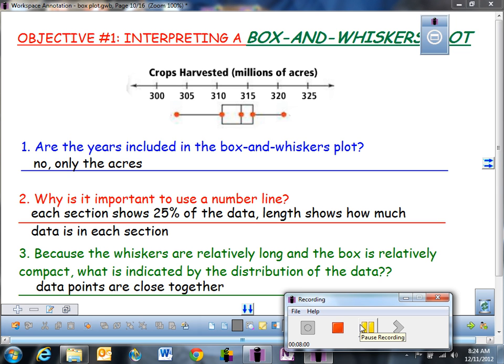Number 3, because the whiskers are relatively long and the box is relatively compact, what is indicated by the distribution of the data? That the data points are going to be close together in that box, and there will be some outliers on the whiskers. And an outlier is something that isn't comparative to the rest of the data.